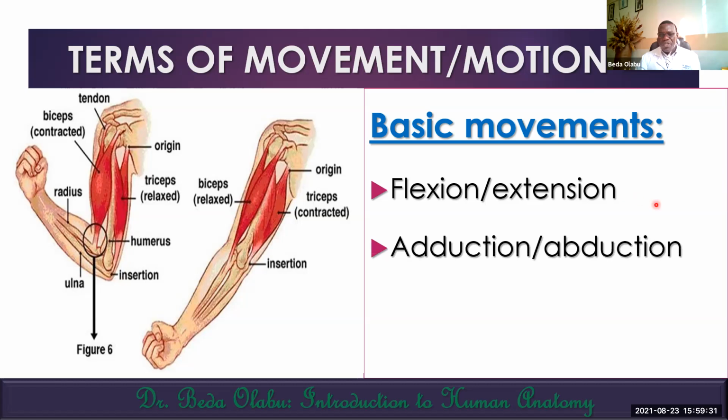The other term of movement I want to talk about is adduction. The opposite is abduction. To adduct is to bring a part of the body towards the midline, and to abduct is to take away from the midline. So if you can see my video, in this shoulder joint, this is abduction of the shoulder joint. I'm taking the upper limb away from the midline. And this is adduction of the shoulder joint. I'm bringing the upper limb towards the midline.